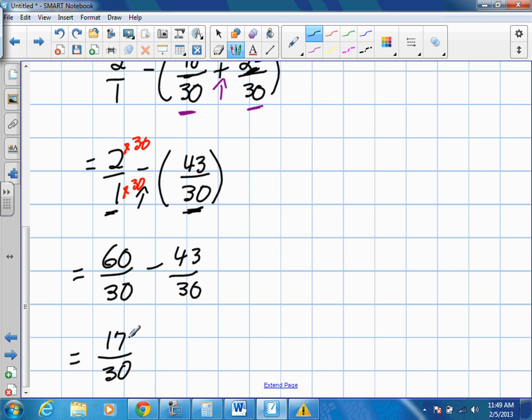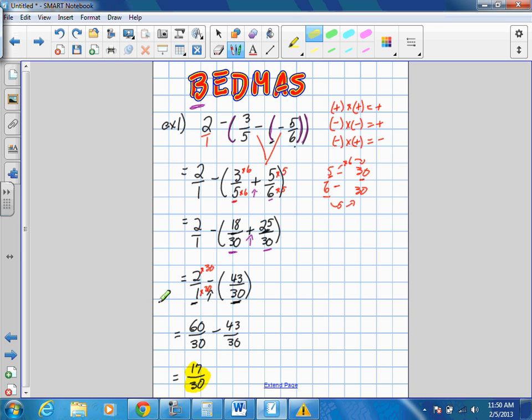Here's our final answer. A lot of steps. Now, some of you guys may be able to do these in less steps, and if you can skip a few, jump ahead, that's fine. But to stay organized, it's not a bad idea to always write out every single step we do.